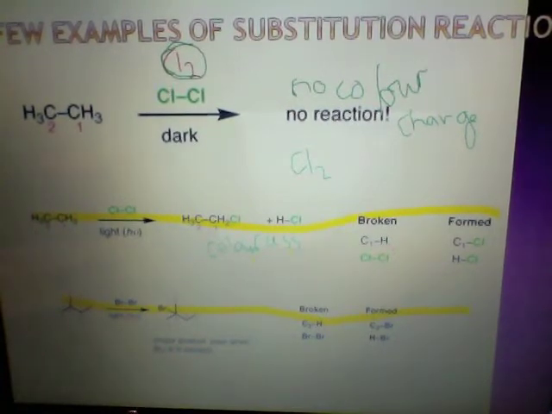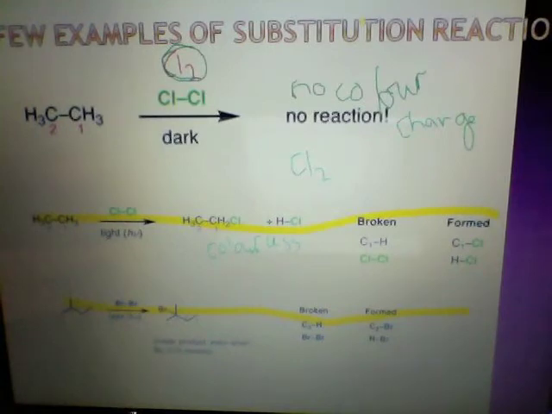Okay, now I want you to talk to the person next to you. Give students about 2 minutes to do this and discuss these findings. What do you think are the conditions needed to get a halogen to react with an alkane?